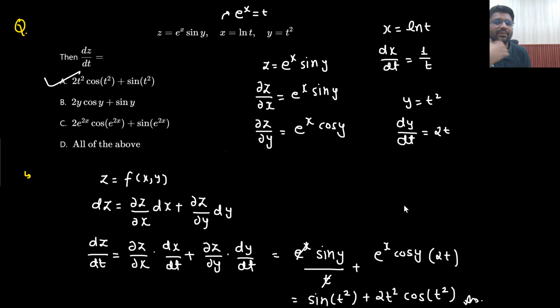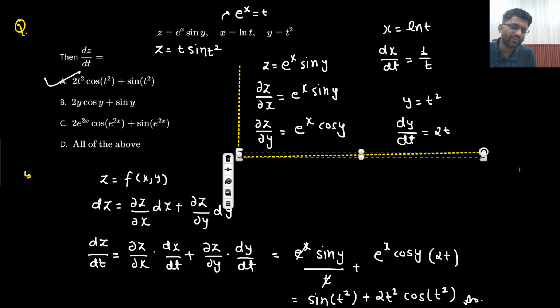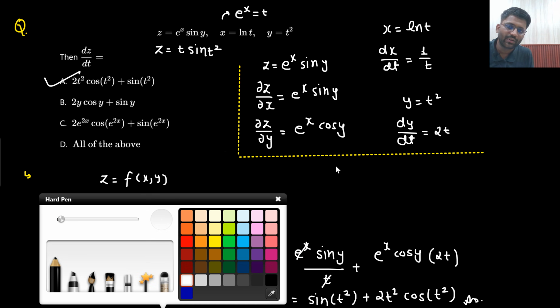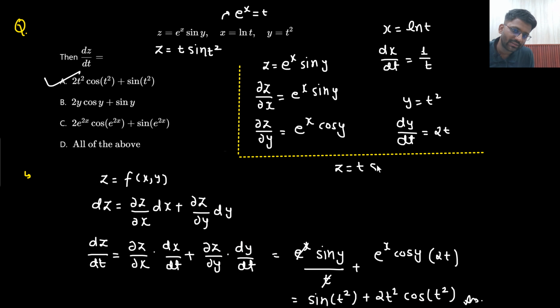Understandable? Another method could also have been there. What could be the other method? That e to the z could have been written directly as, what is e to the power x? E to the power x is t only. What is y? Y is t square. So z could be written as t into sin t square. Now simply do dz by dt. This I have already done, and now I have written z in terms of t only, t sin t square. Can I do the differentiation dz by dt?